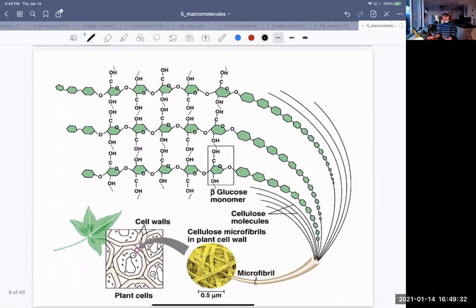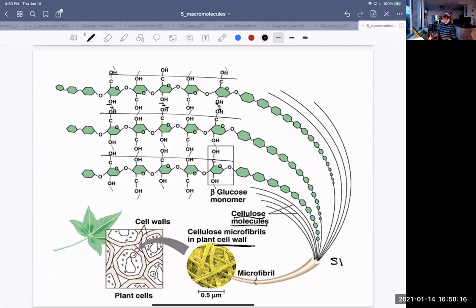This is an example of cellulose. And because of the configuration of the monomers, cellulose forms hydrogen bonds between the chains, and they're parallel. And parallel structures tend to be very strong. So tendons and ligaments, for example, that you have are quite strong because the fibers are parallel. But these are cellulose molecules, and you find them in plants, for example, in the plant cell wall.